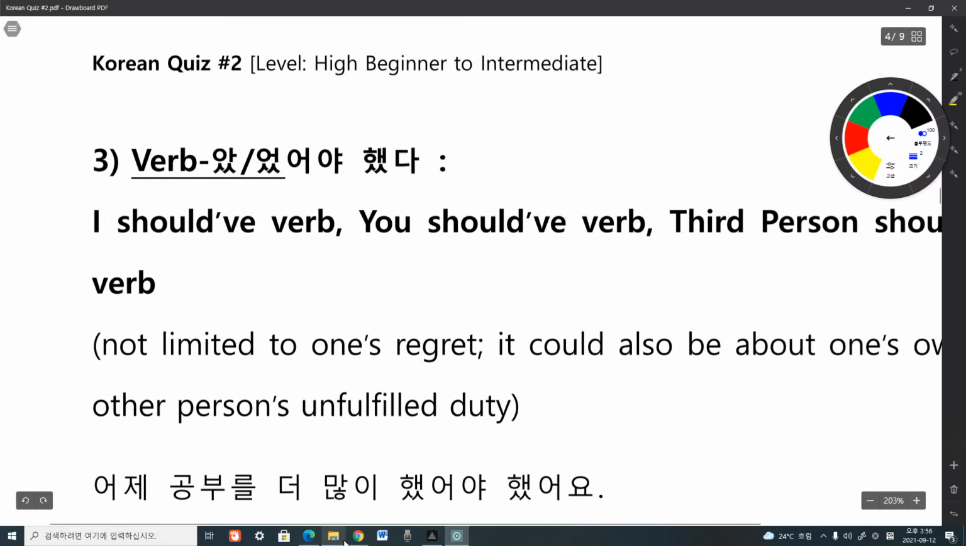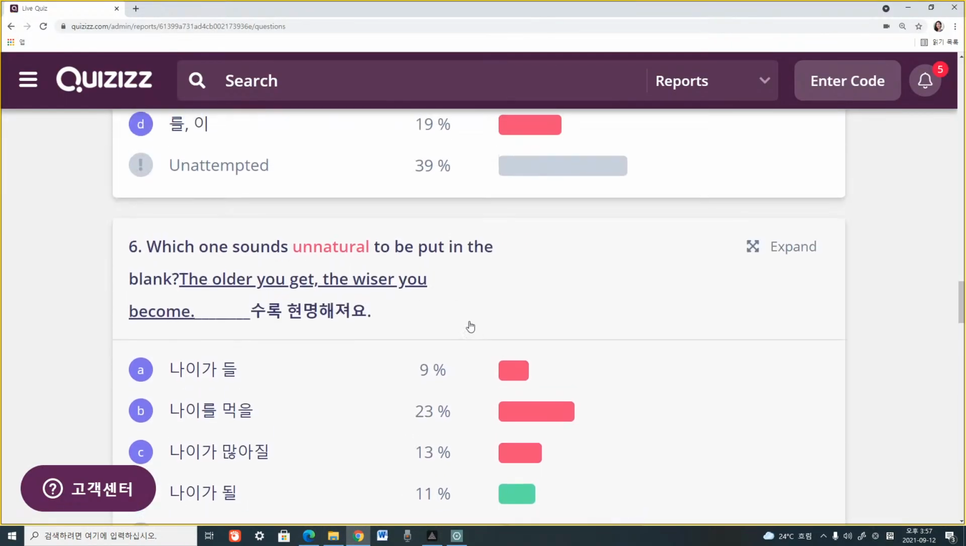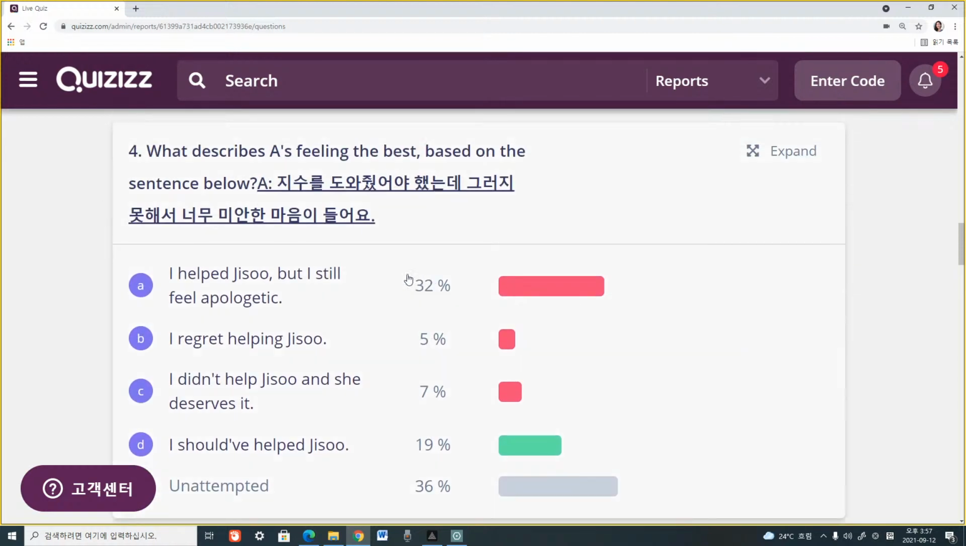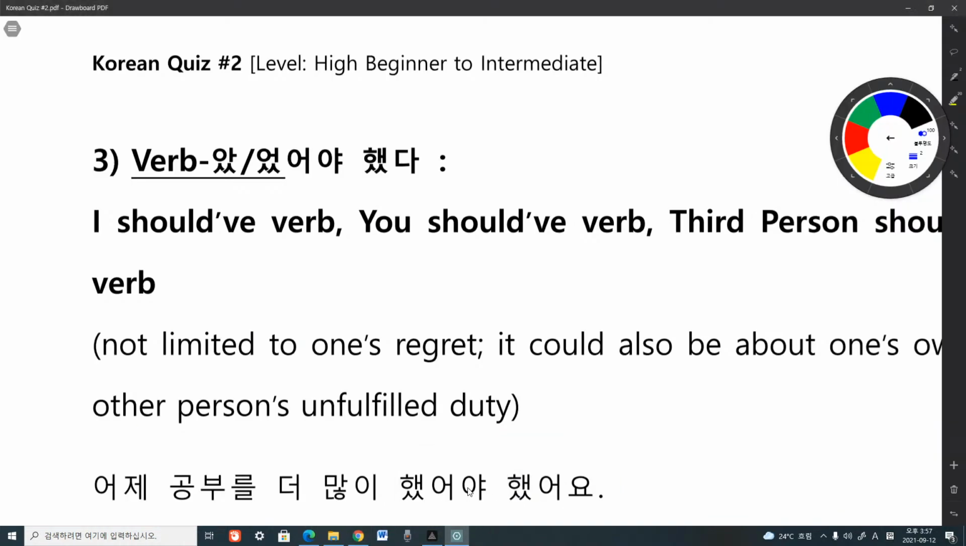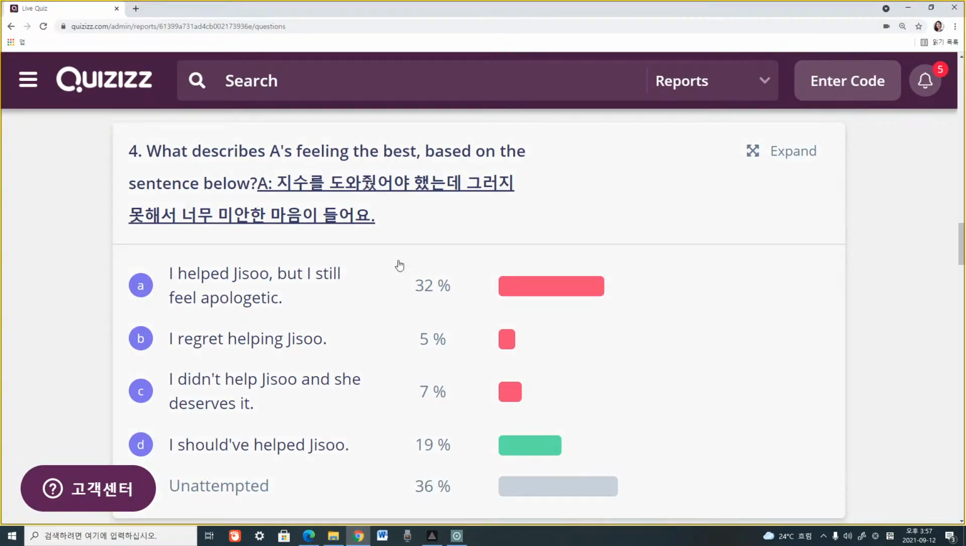Okay. 그러면요. 이제 다음 문제로 넘어갈게요, 여러분. 여기다. 아직도 4번이야. We're still at number 4. 지수를 도와줬어야 했는데 그러지 못해서 너무 미안한 마음이 들어요. 여기서 보면요. The focus of the sentence is on 했어야 했는데.